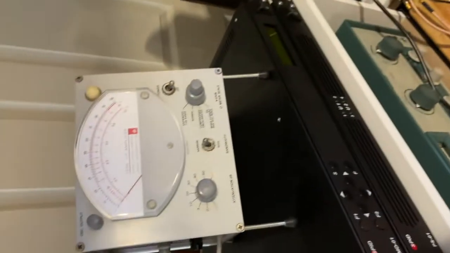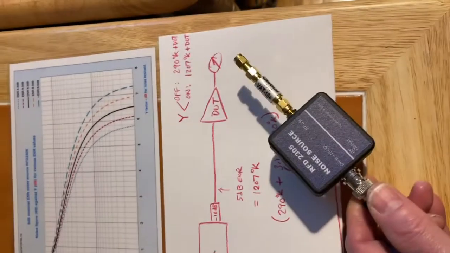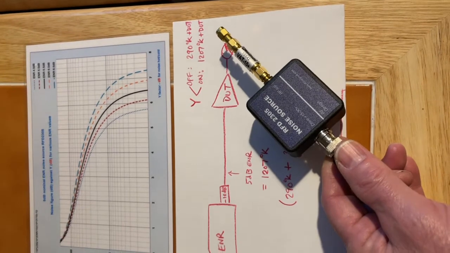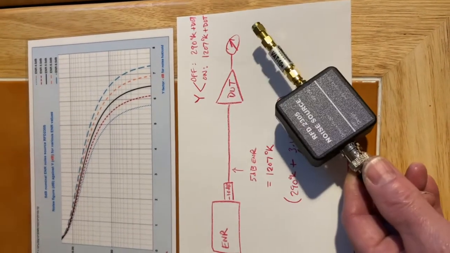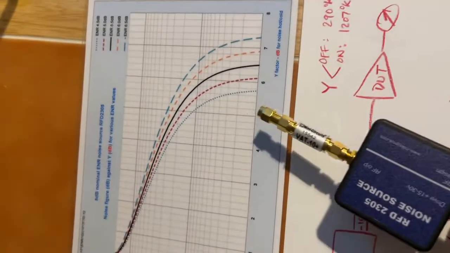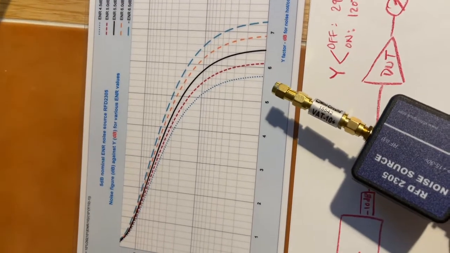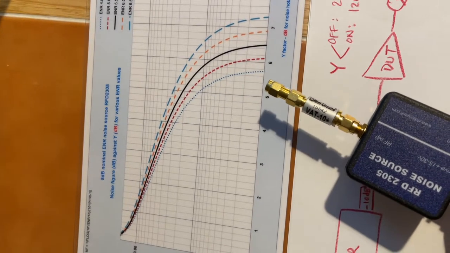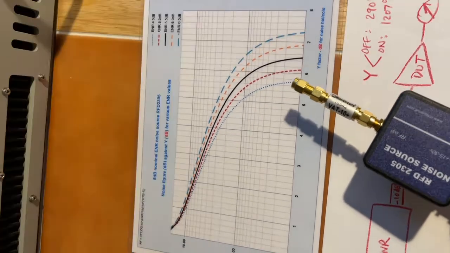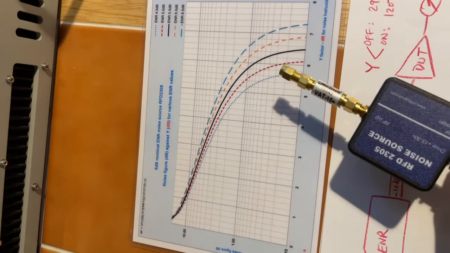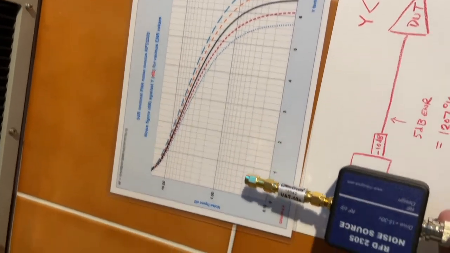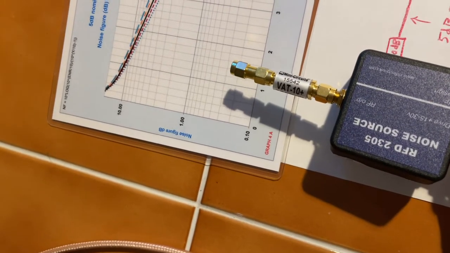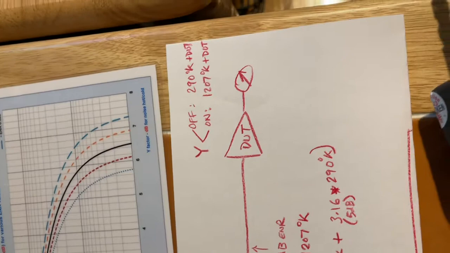meter, which is this great instrument I have, you will measure the difference between 1207 plus the device under test and 290 plus the device under test. That Y factor is looked up on a chart. So for example, if I measure 5.6 as a Y factor in dB, so 5.2, 5.4, 5.6, that would be a noise figure of 0.3 dB of your device under test.